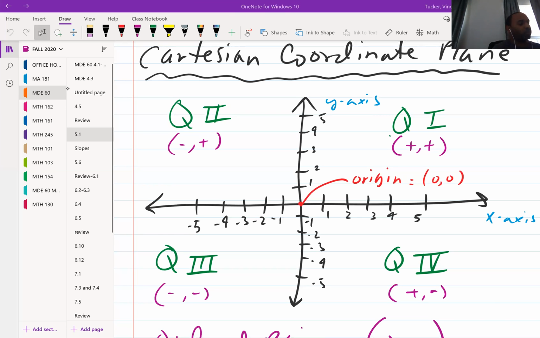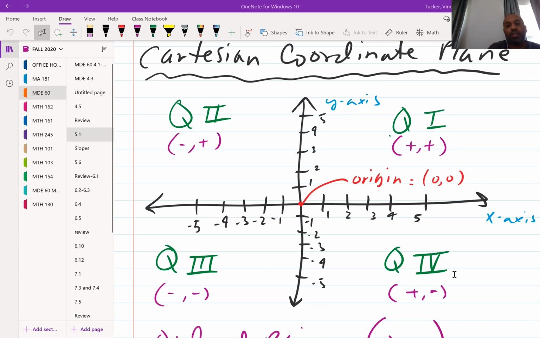To get into quadrant 1, you need to make 2 positive moves. Quadrant 2, a negative move, then a positive move. Quadrant 3, 2 negative moves. And then quadrant 4, a positive move, then a negative move.